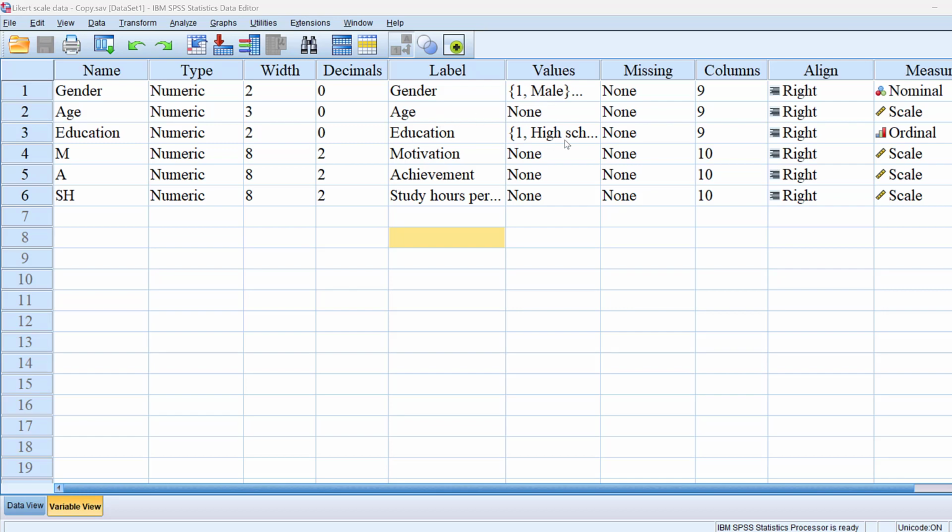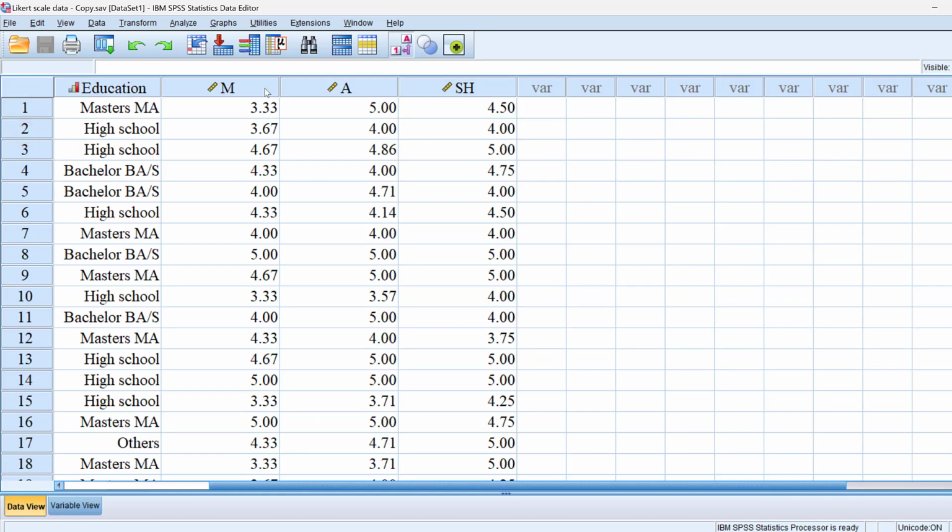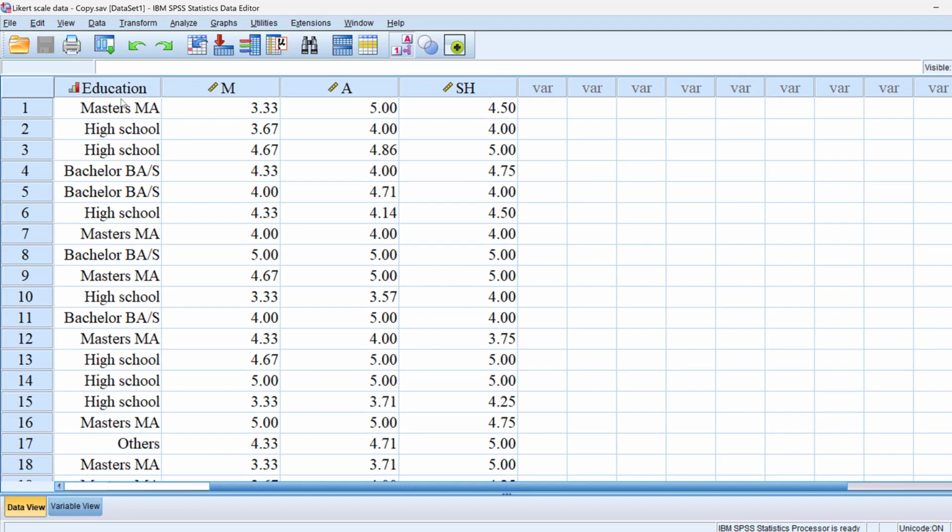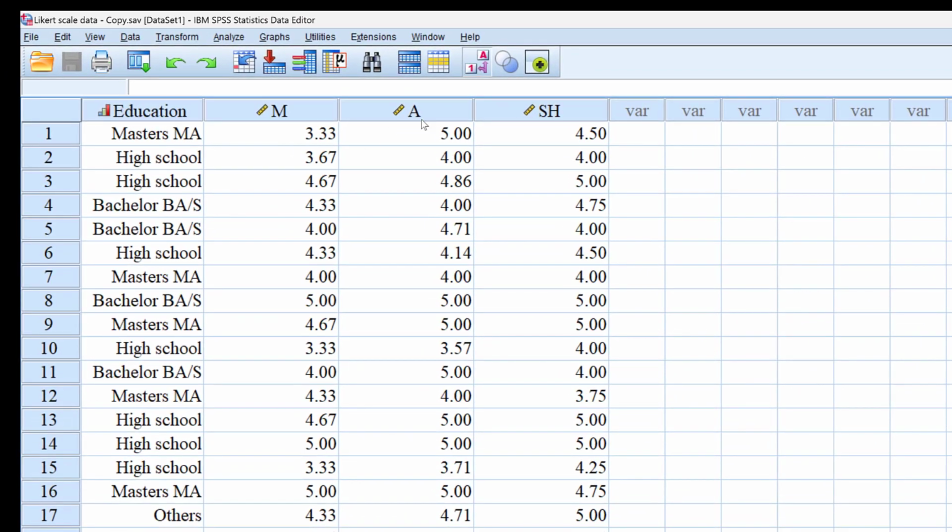One-way analysis of variance is used to test the difference between two or more groups with regard to a dependent variable. So here we have education as a categorical group and the dependent variables on a continuous scale. So we want to test whether or not there is any statistically significant difference in terms of education levels along with motivation, achievement, and study hours.